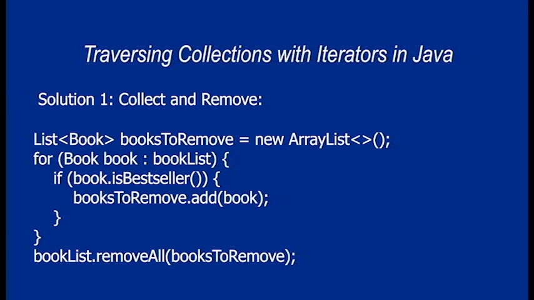Solution 1. Collect and remove. One way to safely modify the collection is to collect the items you want to remove in a separate list during iteration. Let's see how that works. Here, we first gather all the books we want to remove in a separate list. Once the iteration is complete, we call removeAll on the original list to remove the collected items. This approach avoids the ConcurrentModificationException and ensures our list is updated correctly.